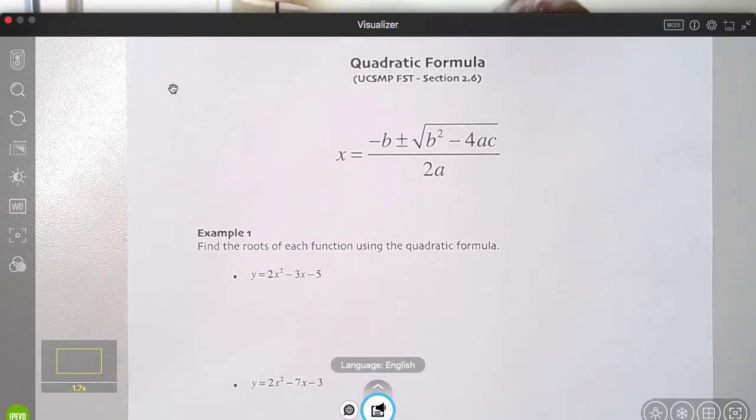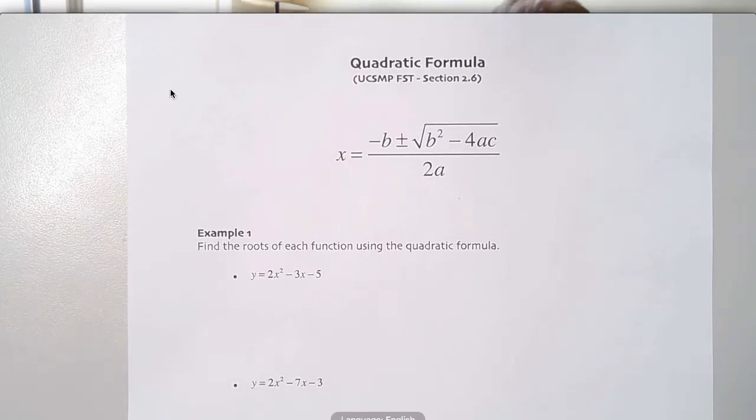Everyone. So we are continuing our conversation about quadratic functions today. Really the focus of today's lesson is on the quadratic formula. But before we dive into the quadratic formula itself, I want to get some big picture stuff out of the way. So I've just jotted this on the back of the notes here.